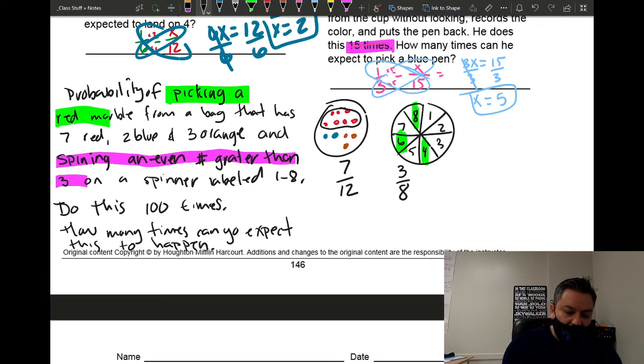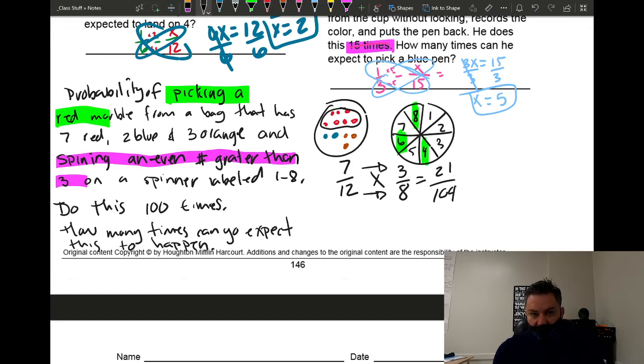Now, to find the compound probability, and we saw that before, I can leave a link for you right here. All we gotta do is multiply this. We're gonna find the compound probability, and we're gonna multiply straight across. 7 times 3 is 21. 12 times 8 is 96. I don't think we can simplify that any further, so we're going to leave it like that. Okay? So my probability of these two things happening on the first try, marble, spinner, is 21 out of 96.